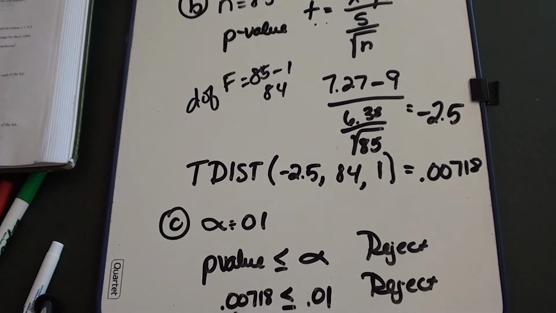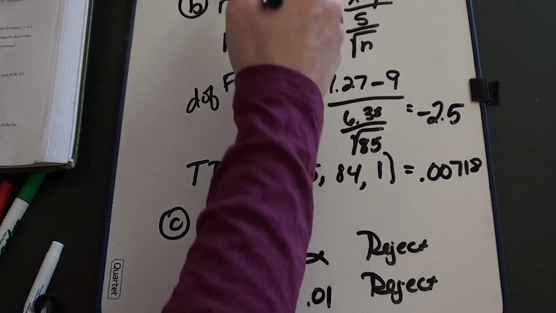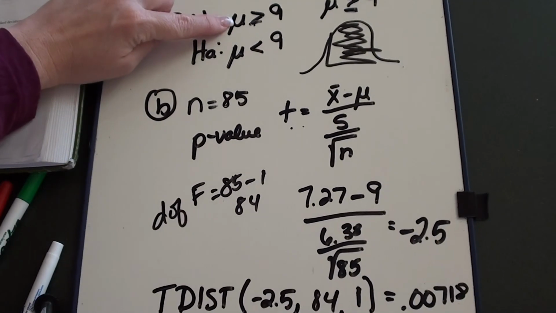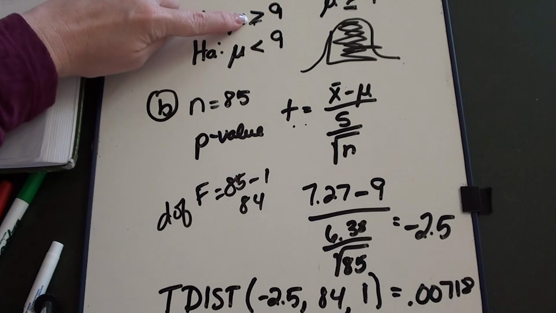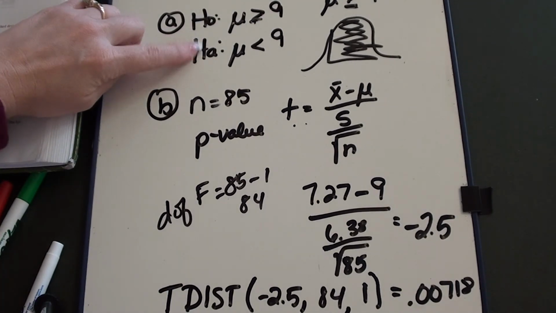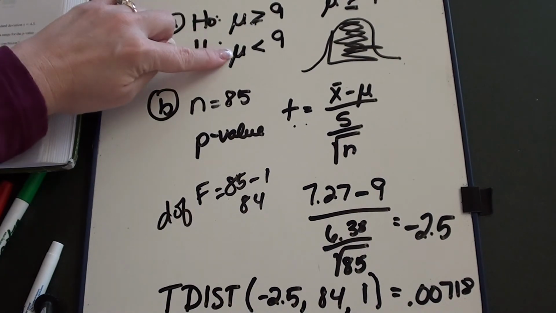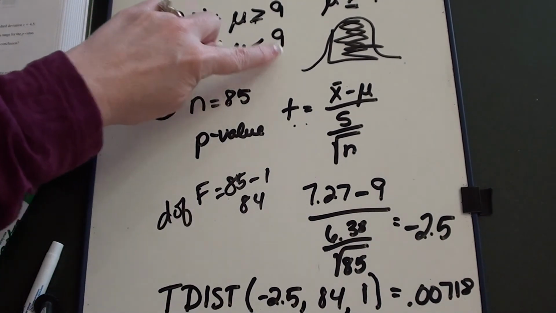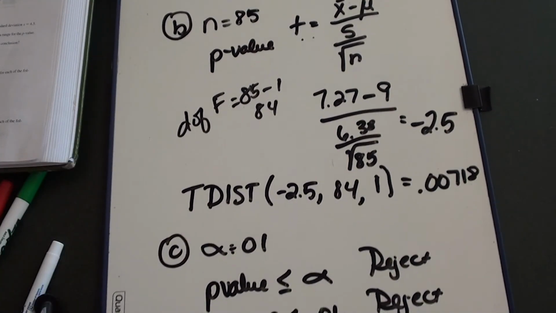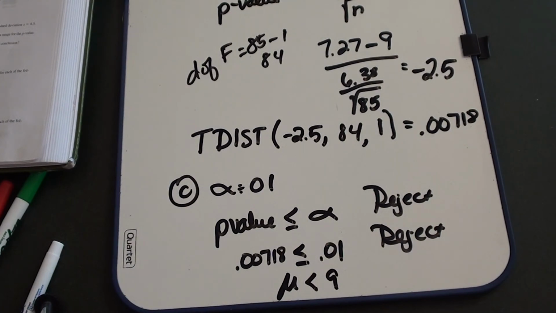If this had been greater than 0.01, we would have accepted. But it is less than, so we're going to reject, and we're rejecting that the average tenure is greater than or equal to, or at least, 9. So we have proven, since we rejected that, we accept this, that the average tenure is actually in fact less than 9 years. So we prove that the mean is less than 9. Okay, and that's how you do 28.